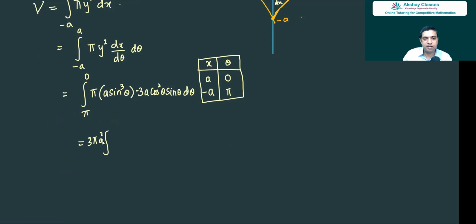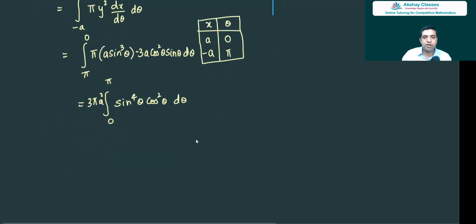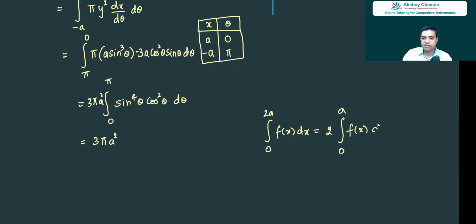3 pi comes out, 0 to pi sine to the power 4 theta into cos square theta. Now this is not in Wallis formula, because Wallis formula is valid for integral from 0 to pi by 2. It is not for pi. But we have this rule, integral 0 to 2a f of x dx will be twice of integral 0 to a f of x dx if f of 2a minus x is equal to f of x.